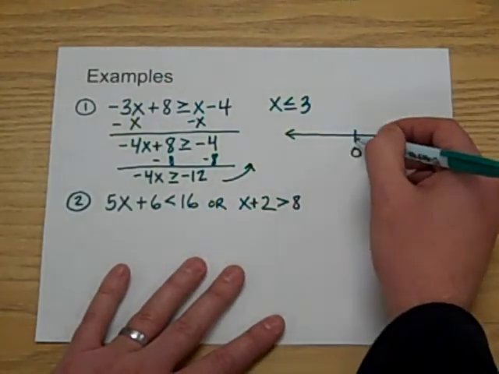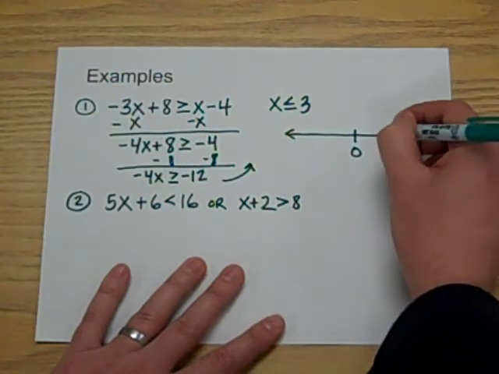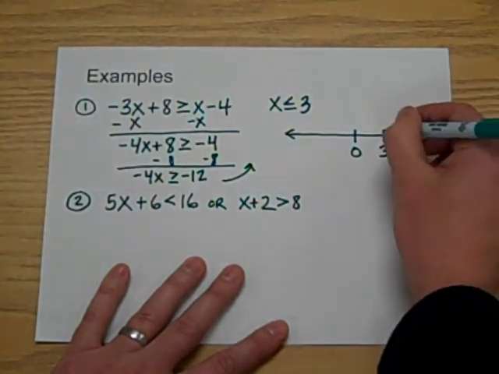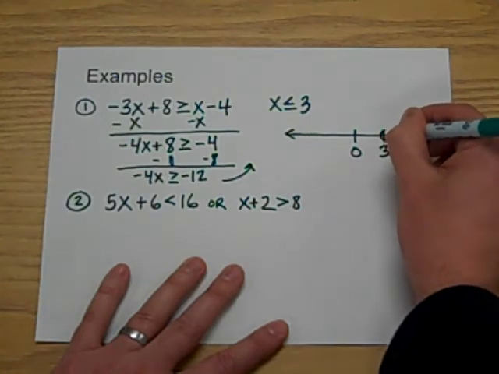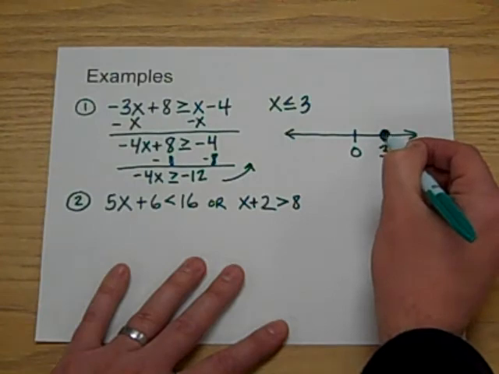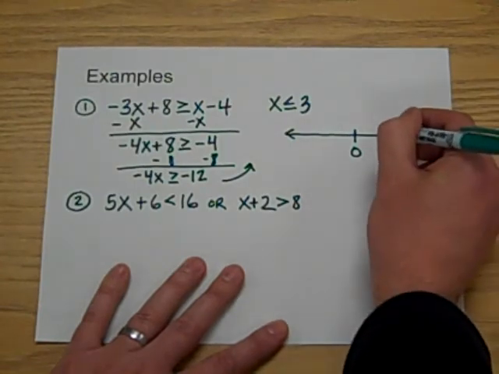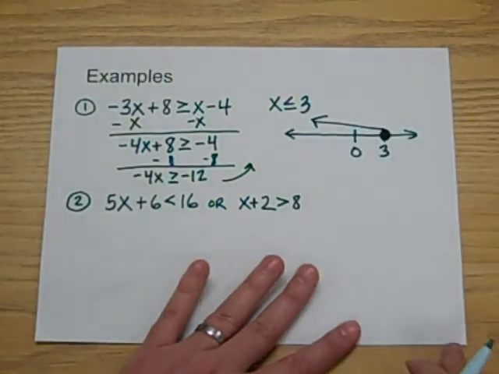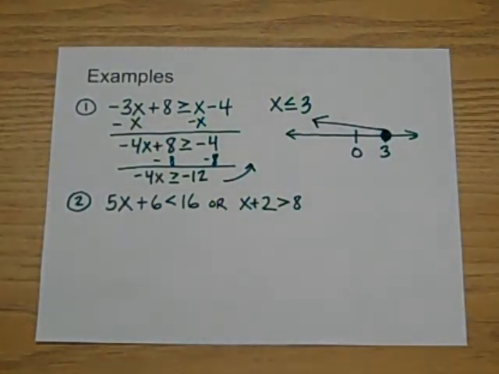I always like to put 0 as a reference point. There's 3. So I'm going to open my circle. Since it has an equal sign, I need to fill it in. And I'm going to highlight everything less than 3. So that goes this direction. So that's x is less than or equal to 3, and that's the graph.